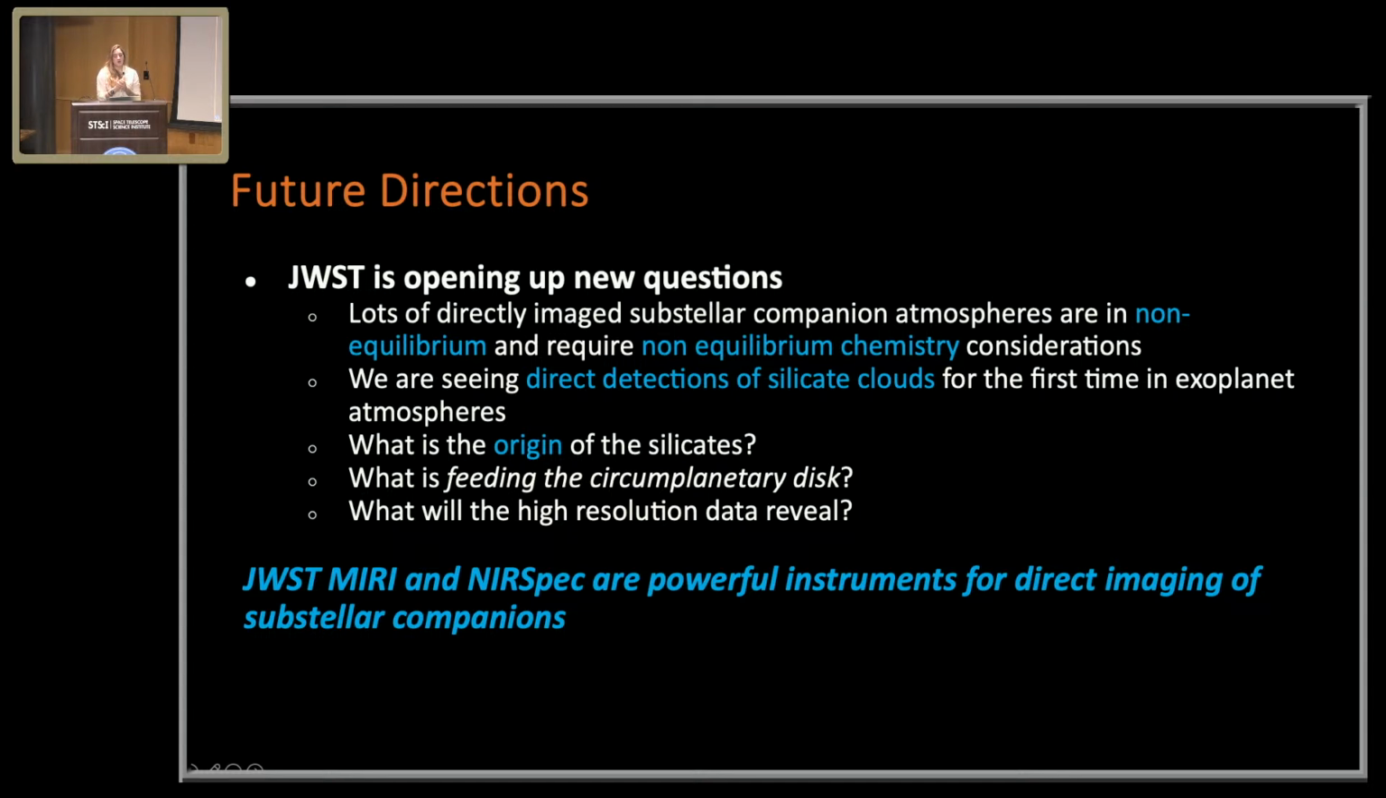How do we incorporate them in our models? Are they going to keep messing with us? So again, what are the origins of those? Is there something feeding the circumplanetary disk in this system in particular? Or did it come from formation? Did it hold on? And then what will the high-resolution data reveal?